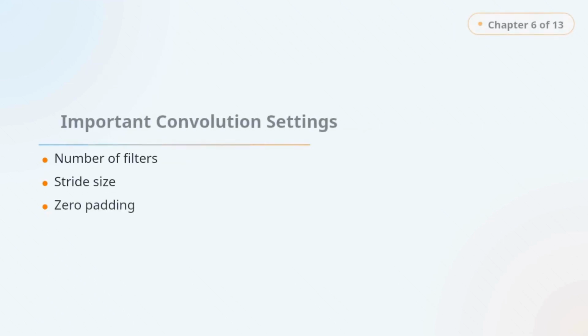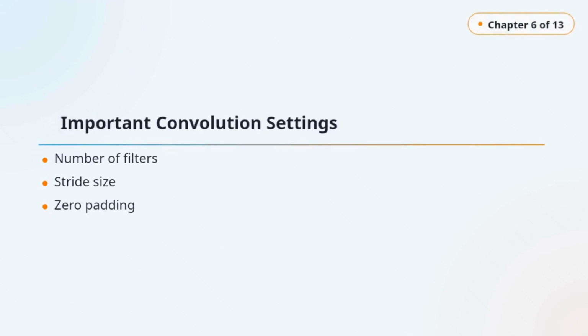Before training, some important convolution settings must be chosen. The number of filters decides how many different feature maps the layer will produce. Stride tells us how many pixels the filter moves each time. Zero padding helps control output size by adding zeros around the image borders when needed.